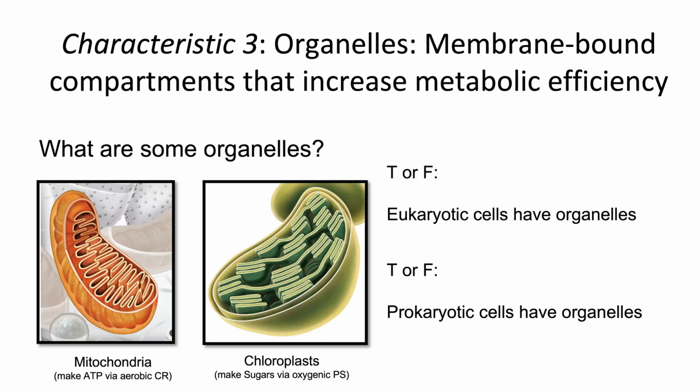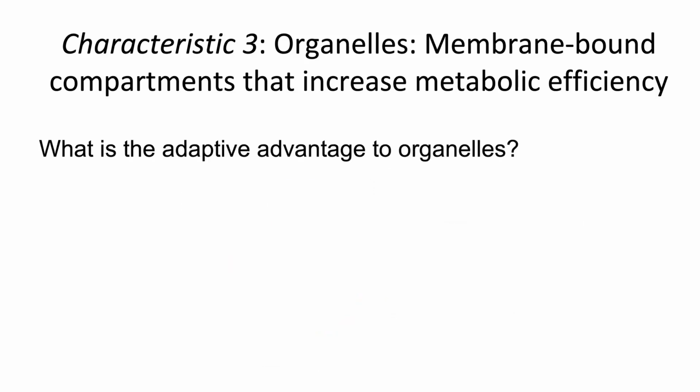And just as a reminder, answer these two questions. True or false? Eukaryotic cells have organelles, and true or false? Prokaryotic cells have organelles. Eukaryotic cells have organelles. That is true. Organelles are traits that are unique to eukaryotes. Only eukaryotes have organelles. Prokaryotic cells do not have organelles. So this is a trait that's uniquely evolved in the eukaryotes, an innovative trait that's unique to them.